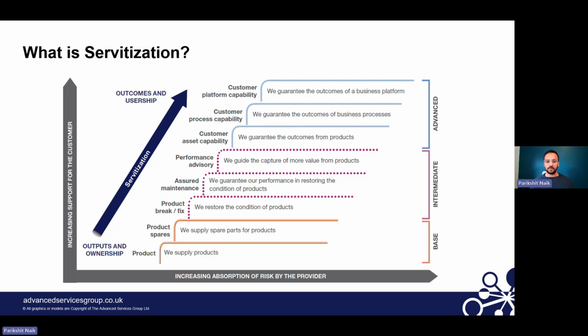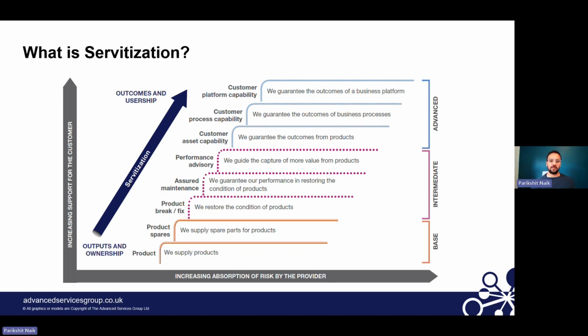And you would look at performance advisory. And this is where things start getting more interesting. This is where a manufacturer starts focusing on the customer's business more than just their product. Performance advisory is about helping the customer make better use of the product, using data, using the knowledge that the manufacturer and only the manufacturer holds.